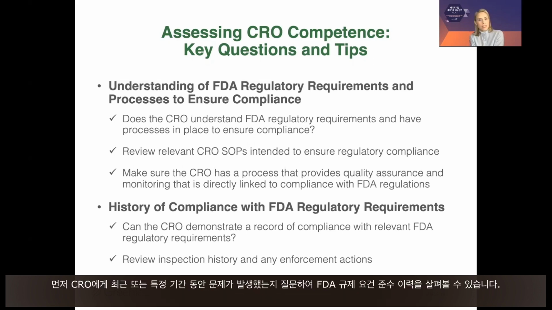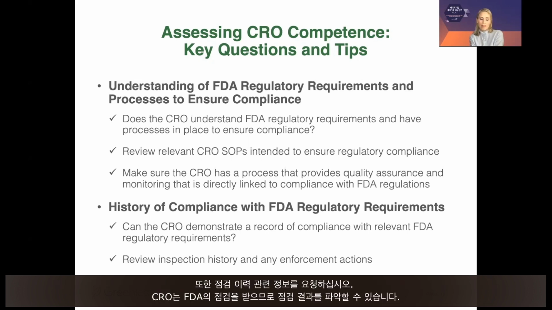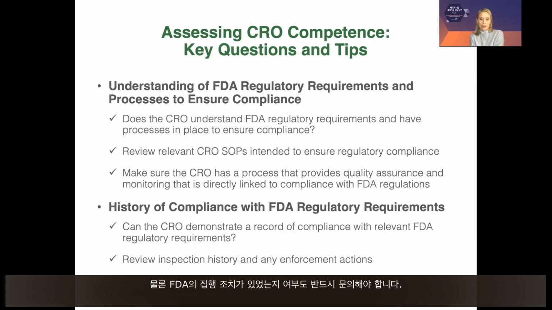You can also get a sense of the history of compliance with FDA regulatory requirements by asking the CRO first if there have been any issues recently or within a certain time period. Ask to have information related to their inspection history. CROs are inspected by FDA, and you can find out what the outcomes of those inspections might be, and certainly ask if there are any enforcement actions that have resulted. That information should be publicly available, but I think it's always an important question to ask as well.